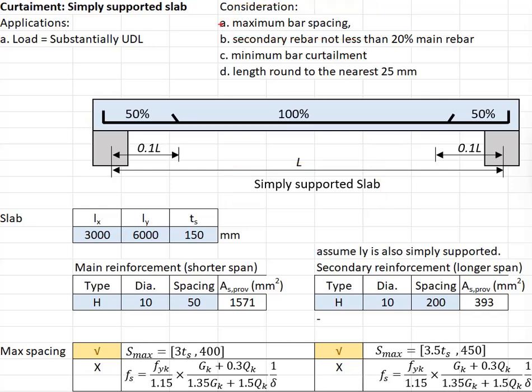Also, you need to make sure the secondary reinforcement bar is not less than 20% of the main reinforcement bar. And then consider the minimum bar curtailment. What is indicated here represents the minimum amount of bar to be provided. You can provide more, but not less. And then lastly, remember to round the dimensions to the nearest 25 mm.